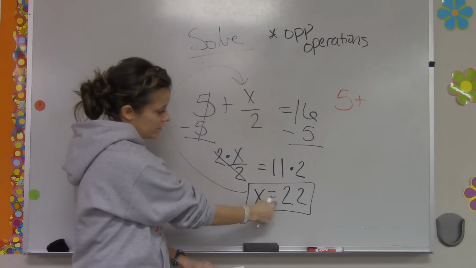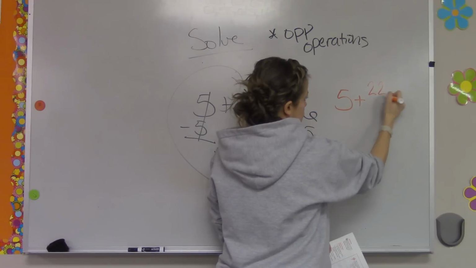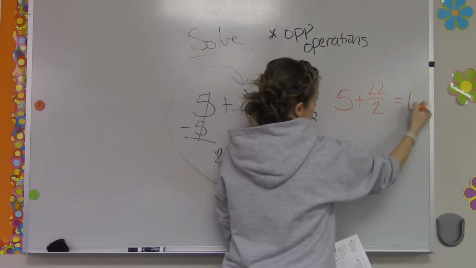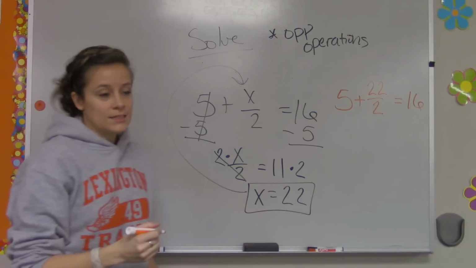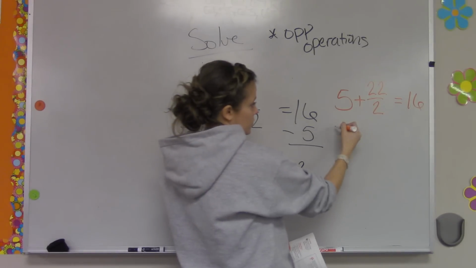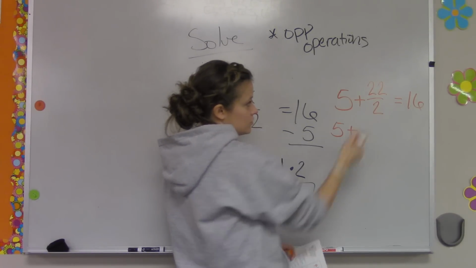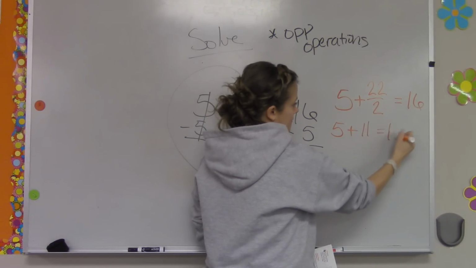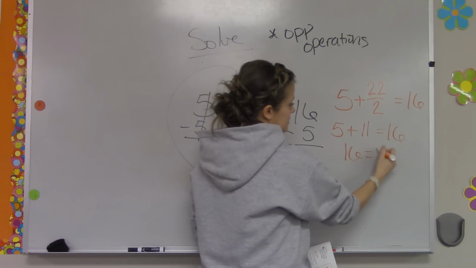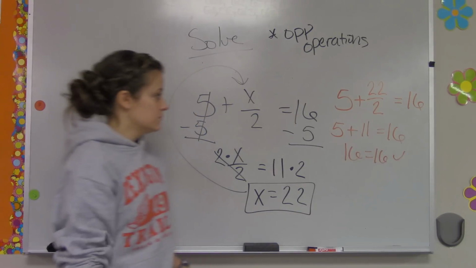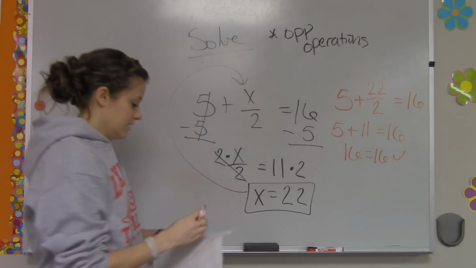Well, x was 22, so let's try it. 22 over 2. Does this equal 16? Okay, so you have 5 plus, well, 22 divided by 2 is 11. 5 plus 11 is 16. So that's a yay, check mark, you got it right.